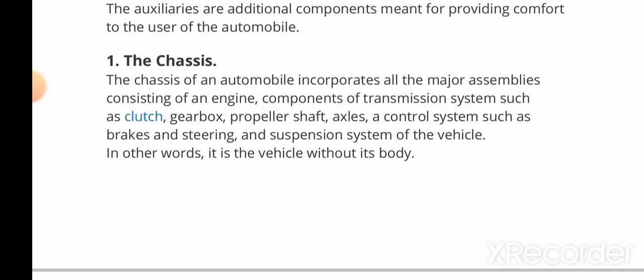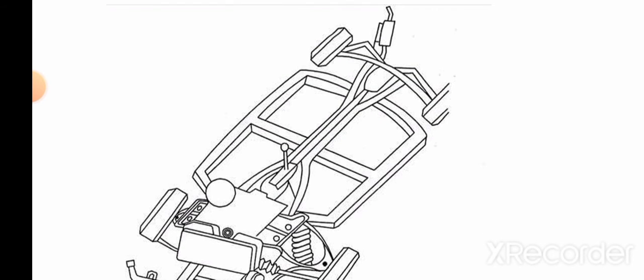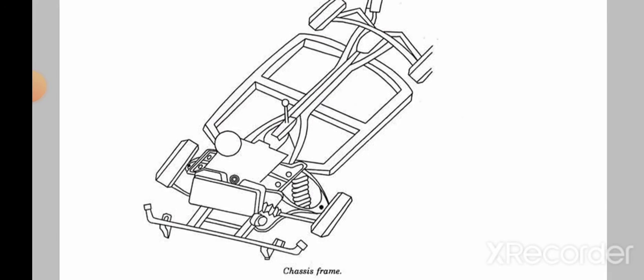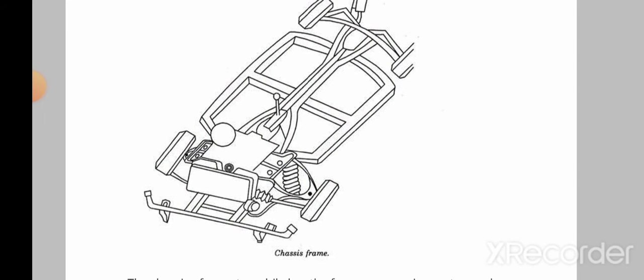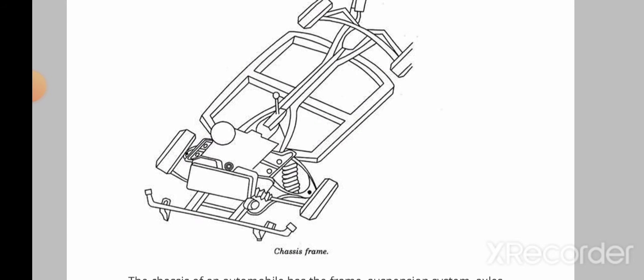Here our first topic is the chassis. The chassis of an automobile incorporates all the major assemblies consisting of an engine, components of the transmission system such as clutch, gearbox, propeller shafts, axles, a control system such as brake and steering, and the suspension system of the vehicle. In other words, it is the vehicle without its body. Here is a diagram which shows the outline of a chassis with its interior structure.